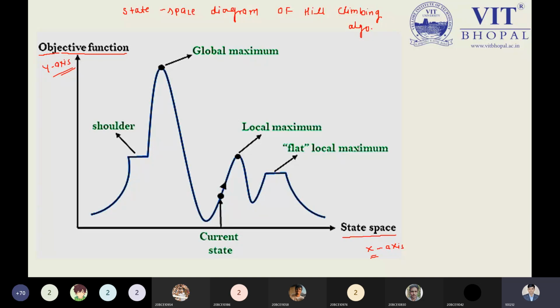Okay, so one is telling the answer, and what about the other? Please, can you complete your answer? A student says a flat local maximum could be one where the neighbors also have the same value. Okay. Any other students, please? This flat local maximum, you can say, could be a plateau.